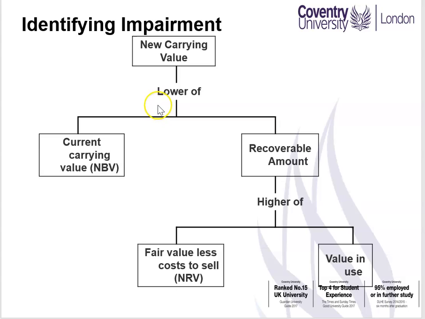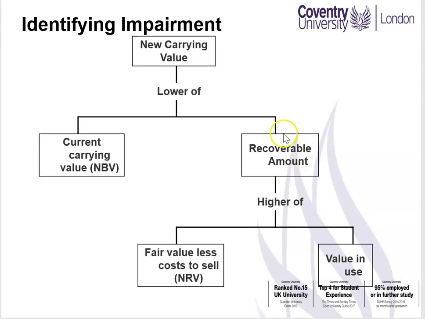Diagrammatically, this can be represented as follows. The carrying value cannot be higher than the recoverable amount. So we cannot carry this asset at more than what we can sell, recover it for. So we have to choose the lower of those two. So this is what is currently in the statement of financial position. If this one is less, then we have an impairment loss, and that loss must be written off. So we have to write it down to the recoverable amount.